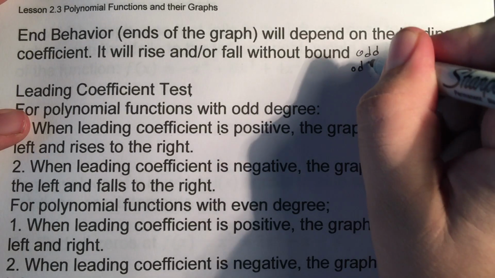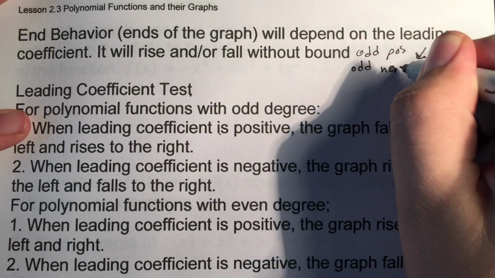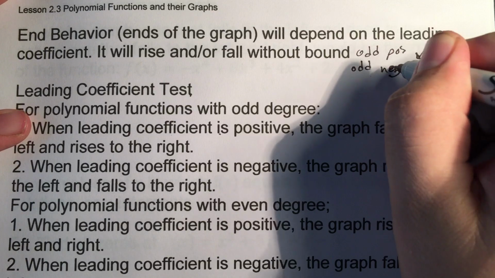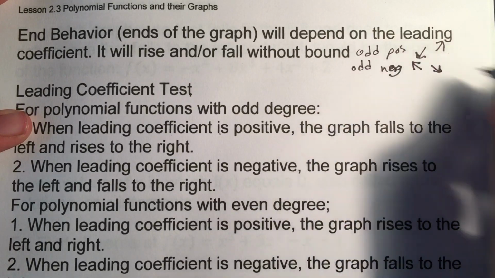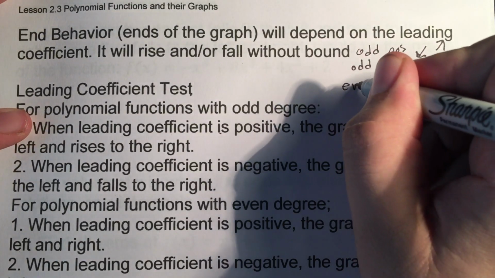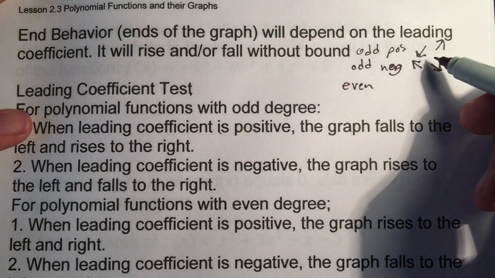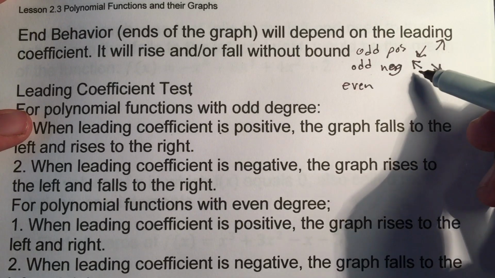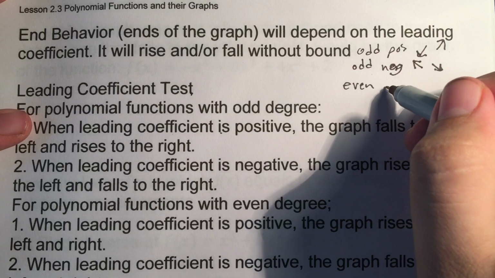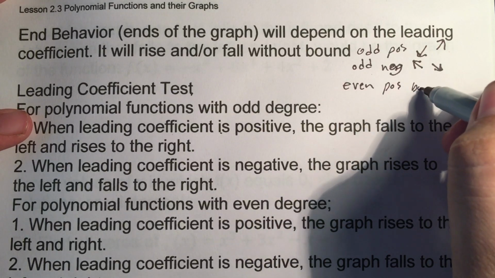If it's odd and negative, then it's going to go the other way. The left will go up, the right will go down. As you see, with odd, they're going in opposite directions. So positive, left is down, right is up. Negative, the right is down, the left is up. Even, positive, they're both up.